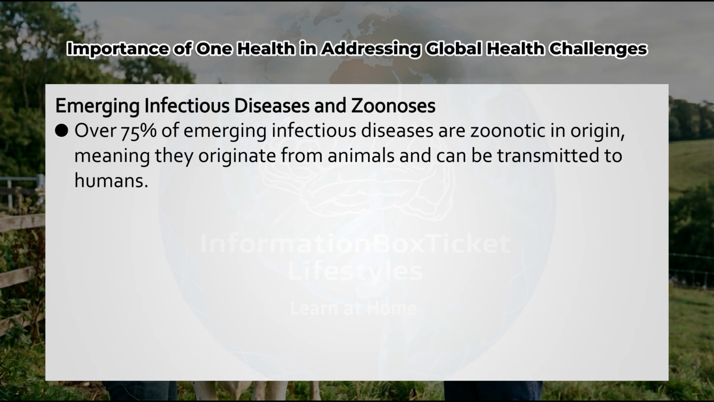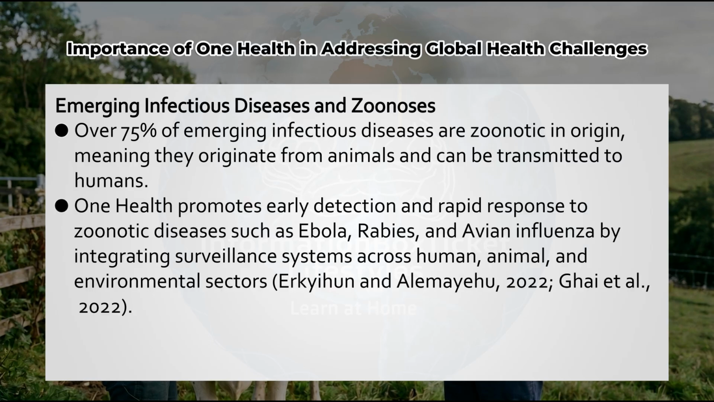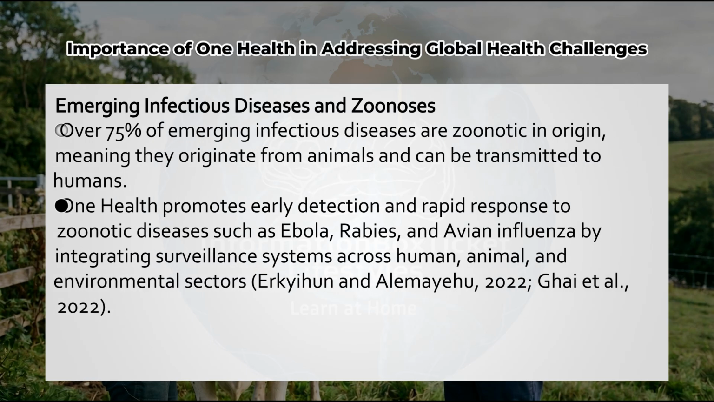Over 75% of emerging infectious diseases are zoonotic in origin, meaning they originate from animals and can be transmitted to humans. One Health promotes early detection and rapid response to zoonotic diseases such as Ebola, rabies, and avian influenza by integrating surveillance systems across human, animal, and environmental sectors.